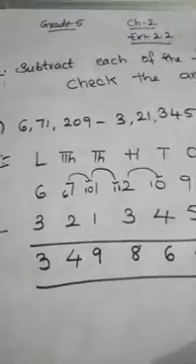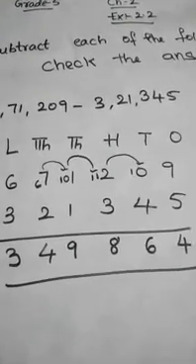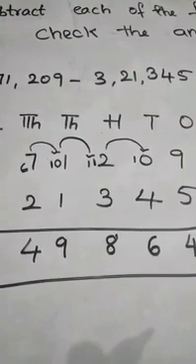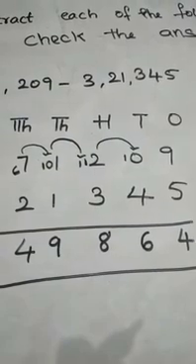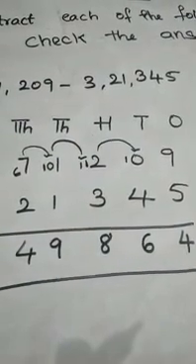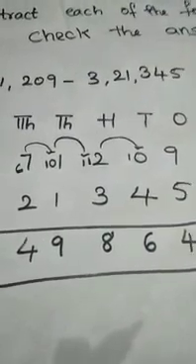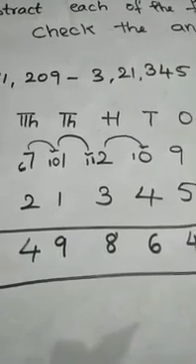So now what do we have to do? Check the answer. After subtracting, we have to check the answer. How can we check it? We can check whether the subtraction is done correctly by using addition. To do so, we add the difference obtained and the subtrahend. If the sum is equal to the minuend, the subtraction is correct. Otherwise, there is a mistake in the calculation.